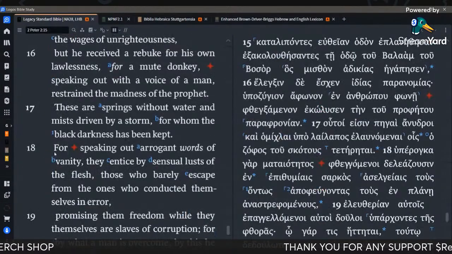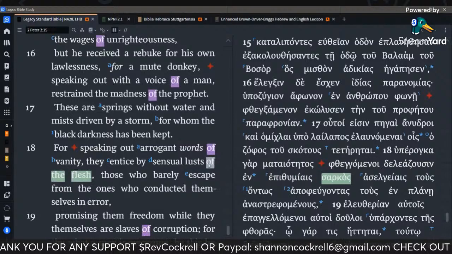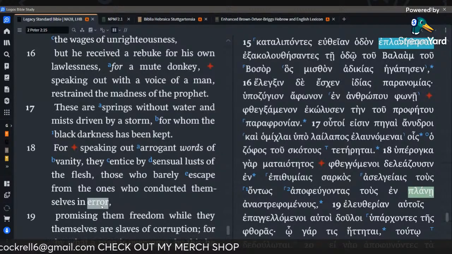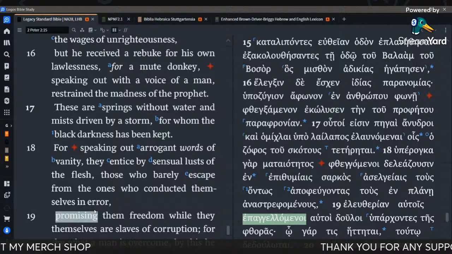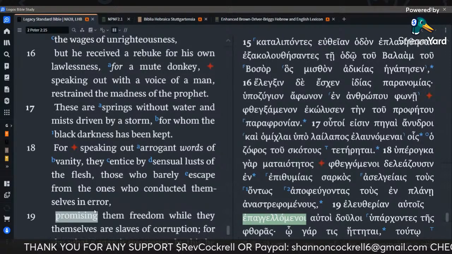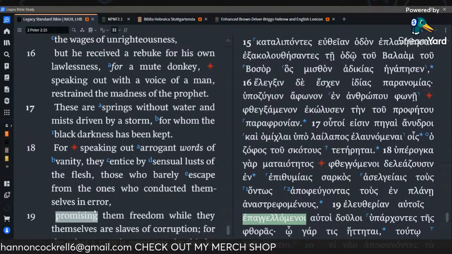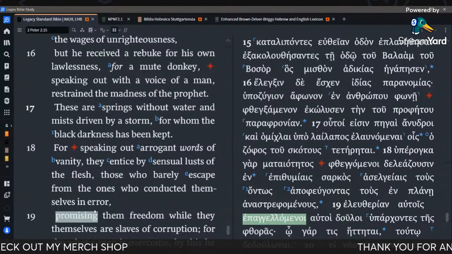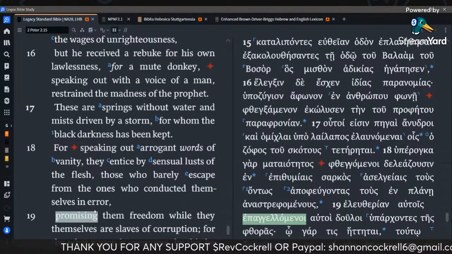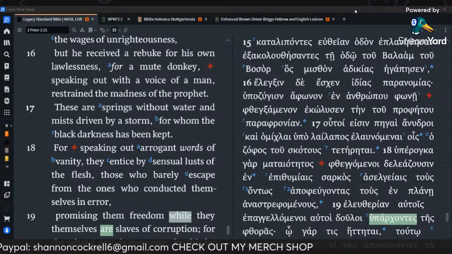Verse 18, for speaking arrogant words of vanity, they entice by the sensual lust of the flesh, the sarkos, those who barely escape from the one who conducted themselves in error. So there are these arrogant words, they seduce you, they promise nourishment, but he says they are springs without water. It would have been better if they had never known the way of righteousness than, having known it, to turn away from the holy command handed on to them. Peter is saying it is better that they had never even appeared this way.